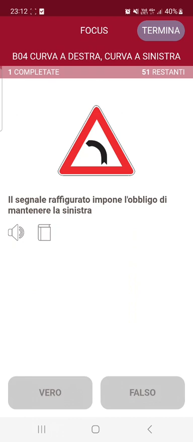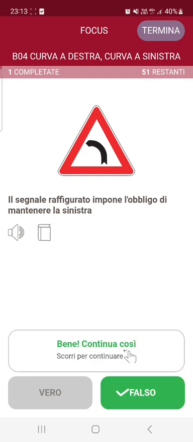Il segnale raffigurato impone l'obbligo di mantenere la sinistra. Falso. This sign does not tell you to maintain your left, okay? It's telling you that there is a curve.